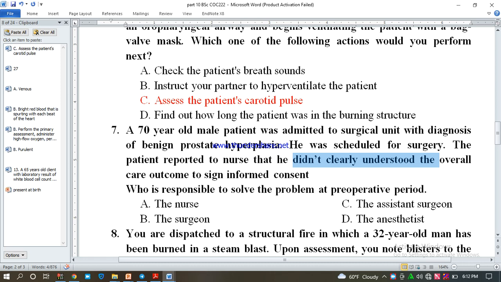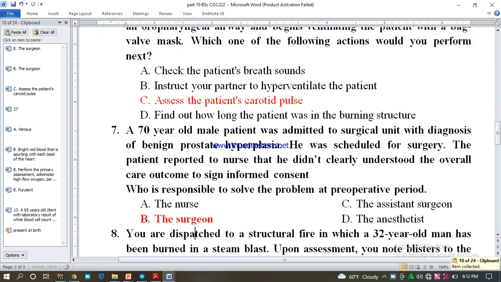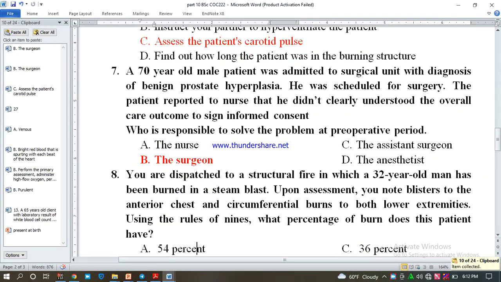The responsibilities of the surgeon are preoperative diagnosis and care, performing the surgery, and postoperative management of care. Therefore, the one who helps the patient understand the overall care outcome and sign the informed consent is the surgeon. So the correct answer is B, the surgeon.